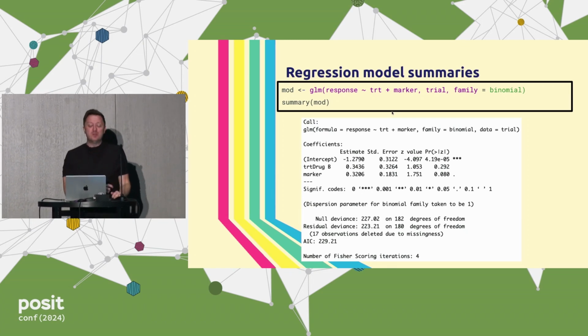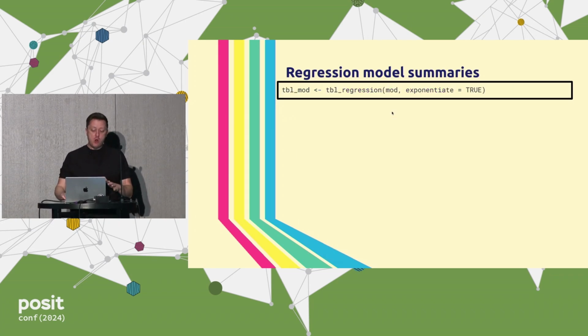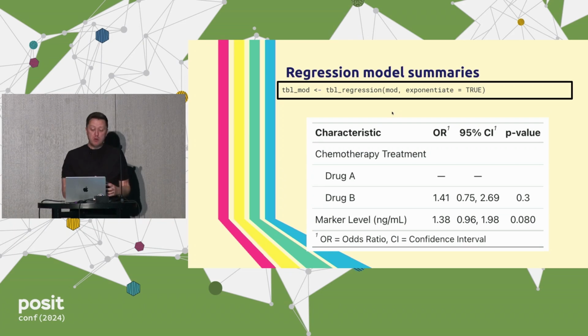is regression model summaries. So here you may recognize your typical logistic regression model from the GLM function from the stats package, or base R essentially. And we have tumor response as our endpoint, and we have treatment and biomarker as covariates in this model. And you've all seen this output. It's not that easy to read. It's not that easy to work with oftentimes. So we have a function called TBL regression or table regression, and you pass it the modeling object, and it's going to give you something quite reasonable back.